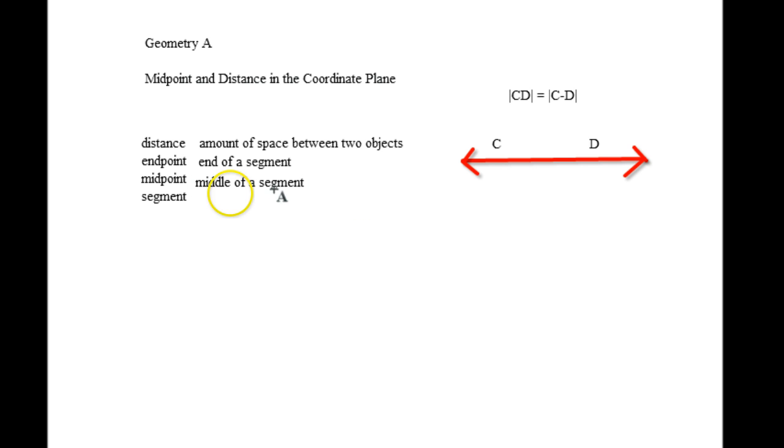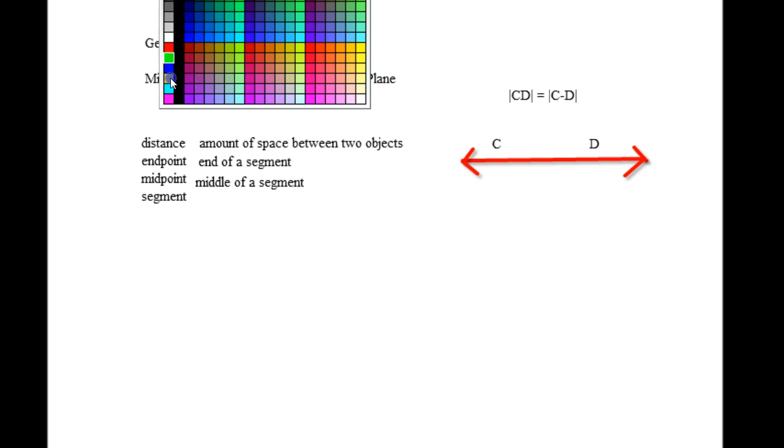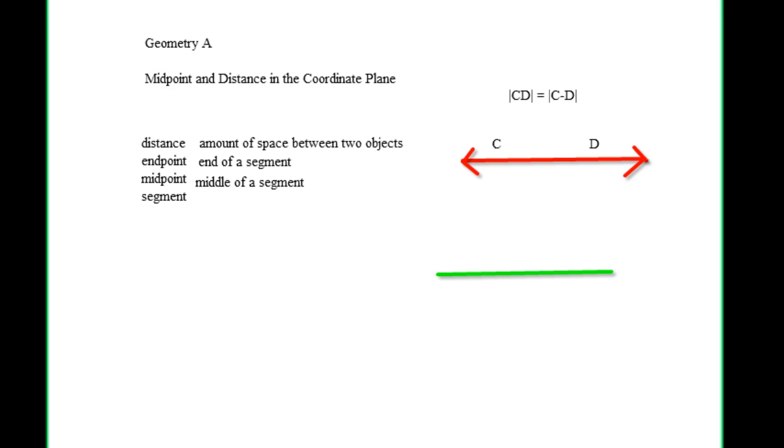Okay, so the middle of a segment is just going to be called the midpoint. It just means the two halves are equal. So in other words, if I have a segment right here and it is A, E, and then I picked, now not arbitrarily, but let's say I knew that the midpoint was B, then AB would equal BE.